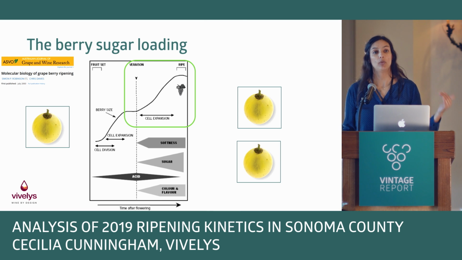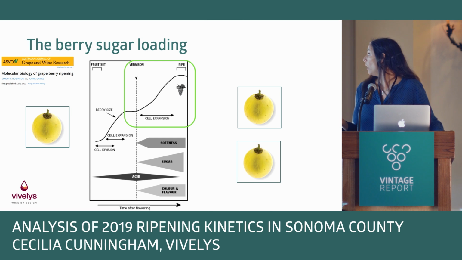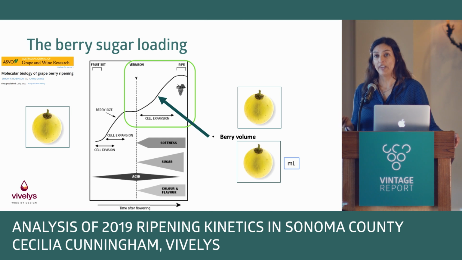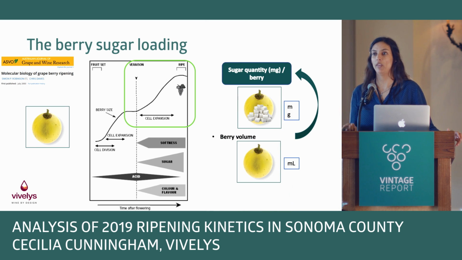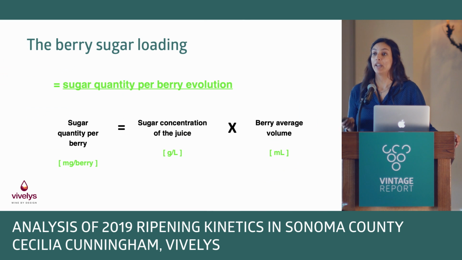We have a plateau where véraison happens, and secondly, we have a second jump in volume and berry growth that is mainly due to sugar synthesis and cell expansion. In this second phase of the growth of the berry, we're measuring volume, and we are combining that information with the concentration of sugar that we evaluate from a sample of berries. By combining these two parameters, we are able to have the sugar quantity per berry.